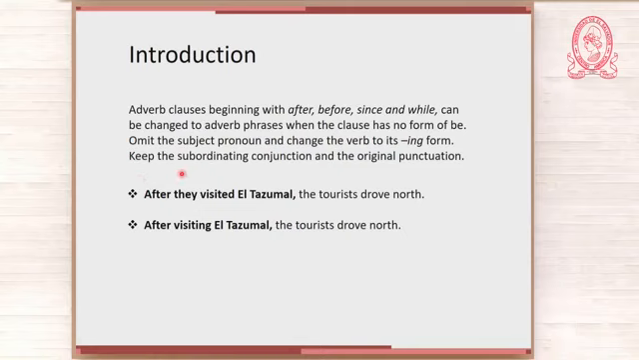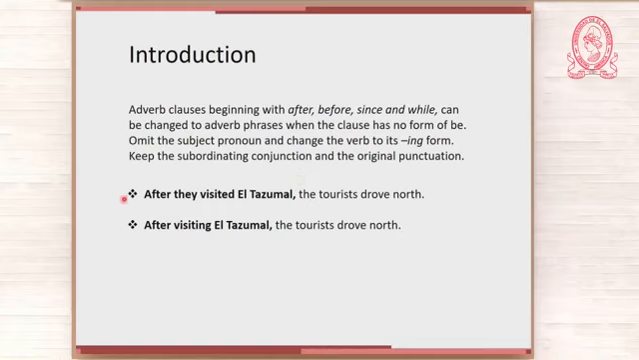Subject of the adverb clause, they. Subject of the independent clause, the tourists. Okay? They are the tourists, the tourists are they. We're talking about the same persons. Okay? So it is possible to reduce it. You have the clause after they visited El Tazumal. You have a comma here. Okay, you know the rule.